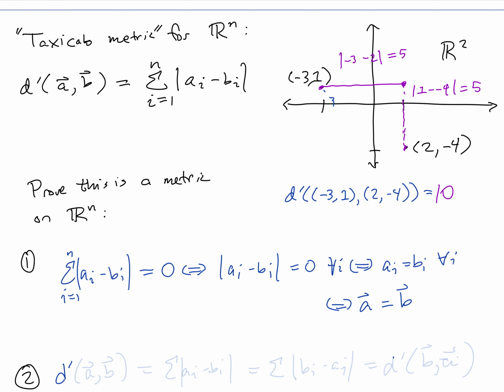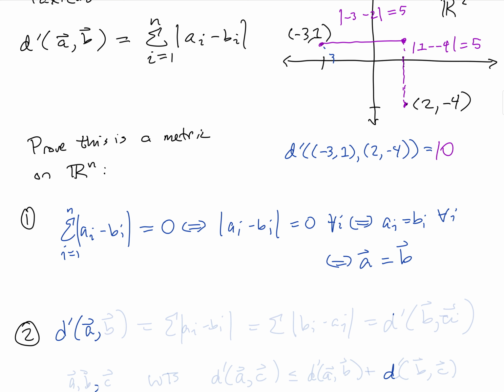So if we look at d prime of A, B, that is, as we saw above, the sum of ai minus bi in absolute values.